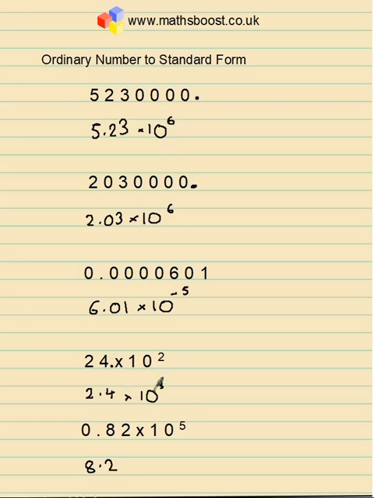That's important. And the way to think about this is you're balancing it out. 10 times smaller, therefore 10 times bigger. Here, this one, we've made this 10 times bigger. We've gone from 0.82 to 8.2. So because we've made this bigger, we'll make this 10 times smaller. 10 to the 4 rather than 10 to the 5.